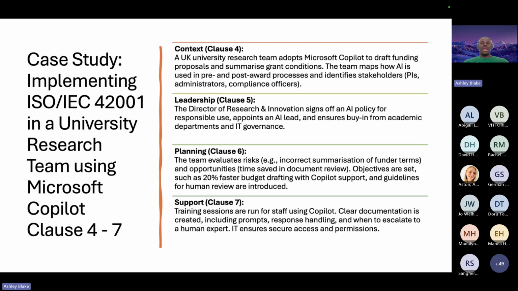So your context, that is going to lay out why you're using the system and how you're going to use the system. Then leadership is you're going to get leadership buy-in from the Director of Research in this case, but also from senior management team around you. And you'll appoint an AI lead and you'll have an AI policy in place. Planning, so what you expect the tool to do, how it's going to help, what the return on that investment is going to be, whether it saves time or doing things in a cheaper way, and making sure you've got the guidelines for human review to be introduced. Then you've got training sessions for the staff, so how to use Copilot, how to use the correct prompts to make sure they get the required answers, and how you would handle any responses to the system working in terms of it working well or not working well, and how you would escalate that to a human expert.